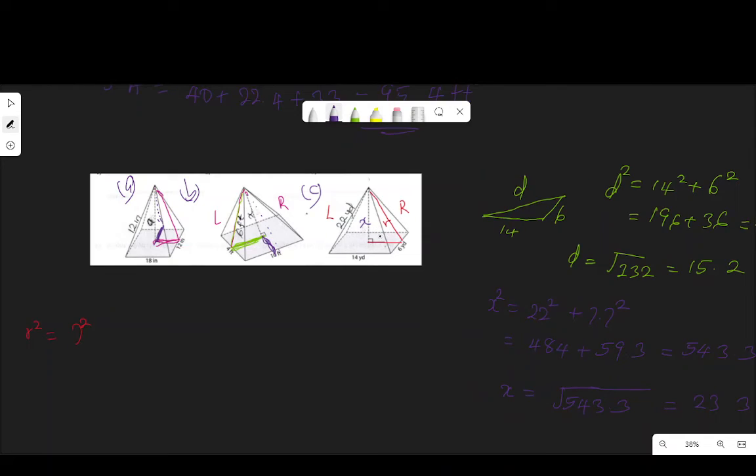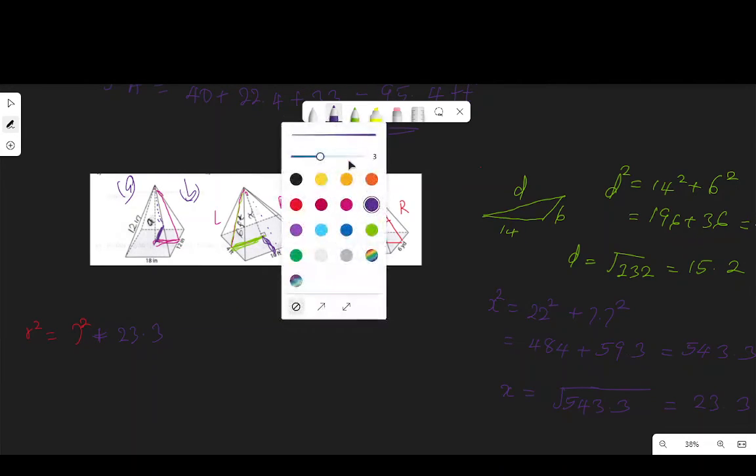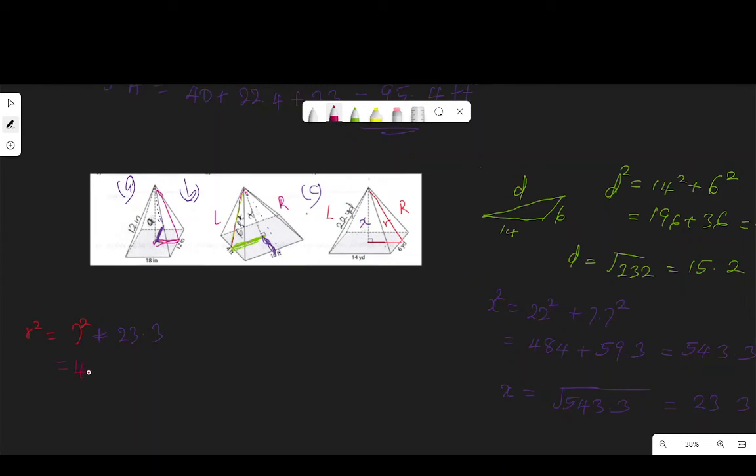So now we are trying to get this large height here, which forms the height of this triangle here. So that is 7 square. That is half of this base here. 7 square plus this X here, and X is 23.3, plus 23.3 square. Let me check back to my red color. So 7 square is 49. 23.3 square is 543.3.